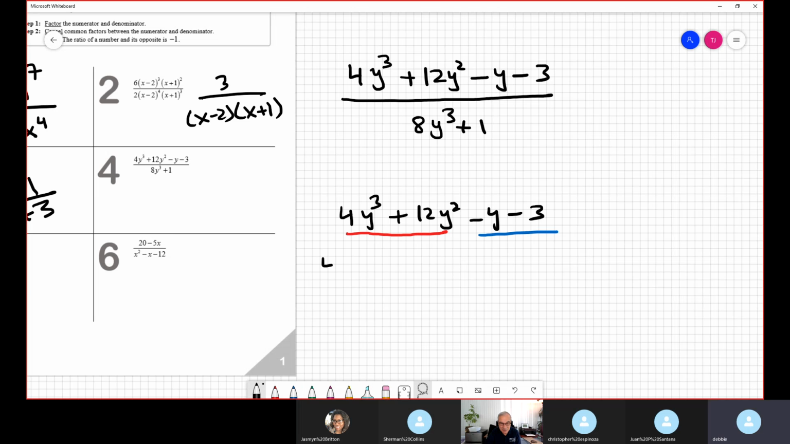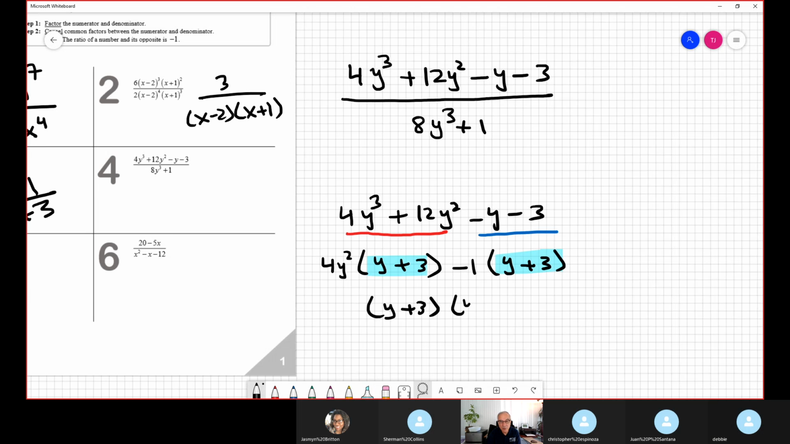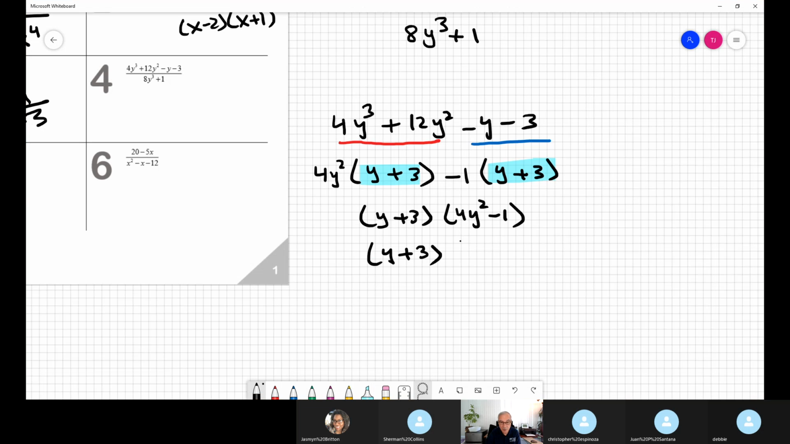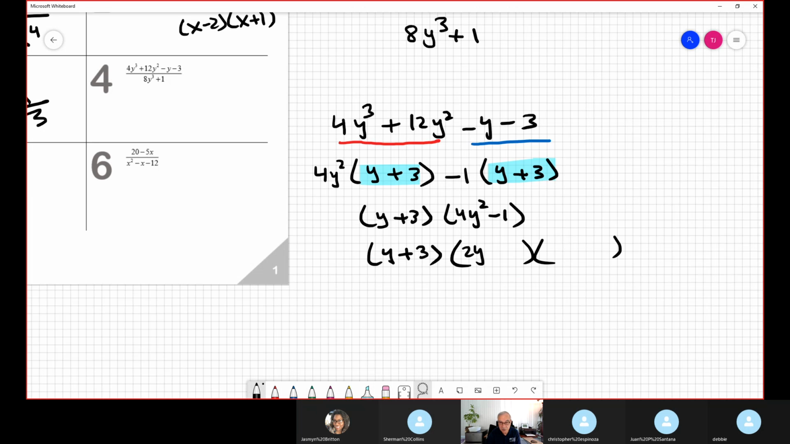The GCF in the first couple is 4y squared. We have y plus 3. And the GCF in the second is negative 1. Y plus 3. Super. This guy is exactly the same as this guy. Y plus 3 and 4y squared minus 1. Did I finish? I suppose not, because here we have a difference of squares. Binomial, exponent 2. The numbers involved in the problem are 4 and 1, which are perfect squares. So I suppose that you continue the factorization. Y plus 3, open 2 parentheses, 2y and 1, the square roots of these guys, plus or minus. Done. This is the factorization of the polynomial in the top.